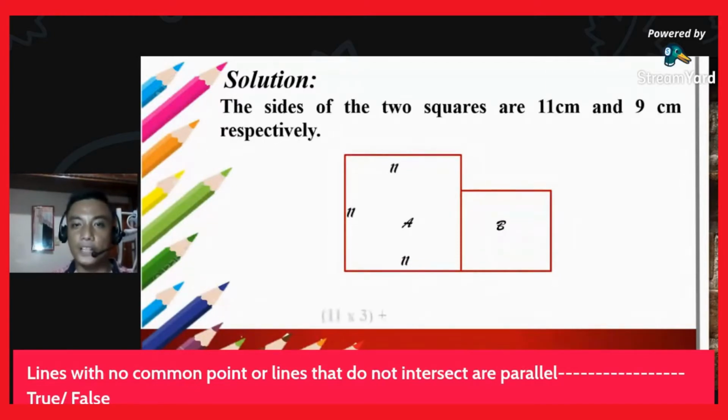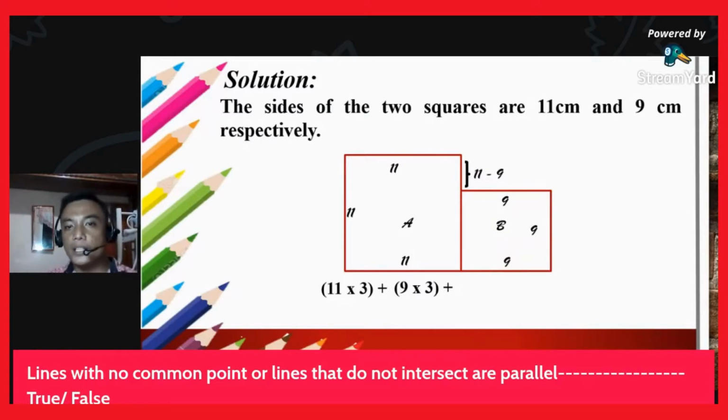So we have 11. Next, we are now ready to compute for the perimeter of the given figure. So there are 3 sides of 11, 11 times 3, plus 9 times 3, plus the measure of this side. What do you think is the measure of this side? This is just simply equal to 11 minus 9.